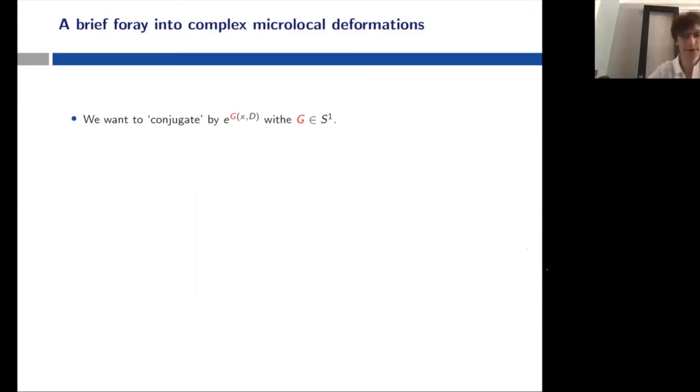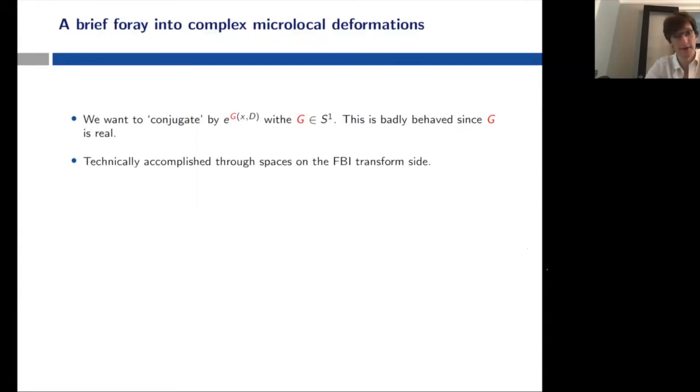So what you want to do is conjugate by e to the g of x, xi, for some g now in S^1. And again, this of course makes no sense, because g is real. This is an exponentially growing thing in xi. I'm basically flowing the heat equation backwards. That's no good. Okay, so what you want to do is first of all use some analyticity, and second of all, do this on the FBI transform side.